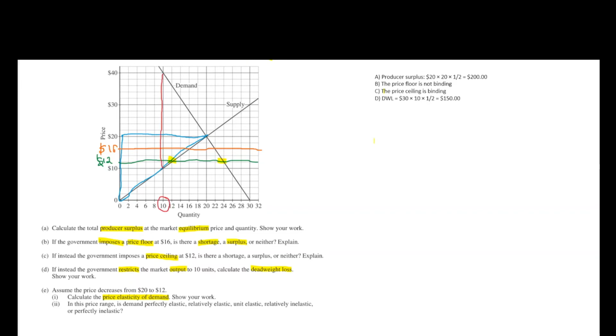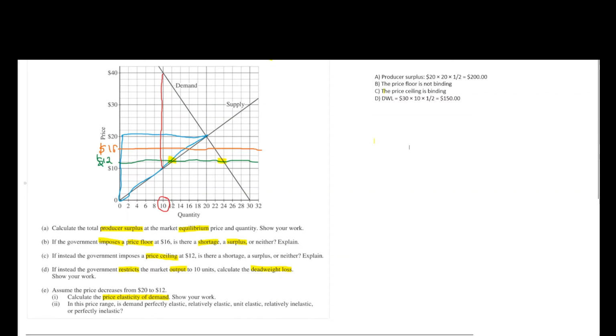Moving on to part D. We are restricting the market output to 10 units. So let's find that quantity. I've circled it in red, and there's a red line that indicates the distance between these supply and demand curves. This is the point at which production and consumption stop. People are only going to be producing and consuming up to that point. So what is lost, the deadweight loss, is the difference between these 10 units here and these 20 units here.